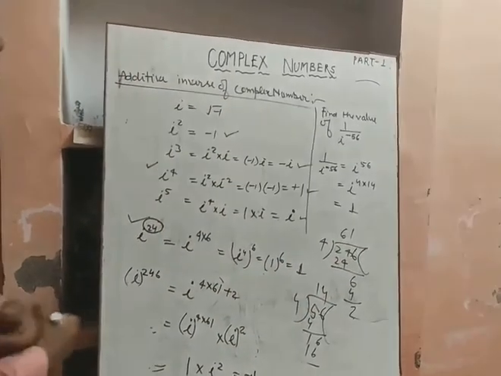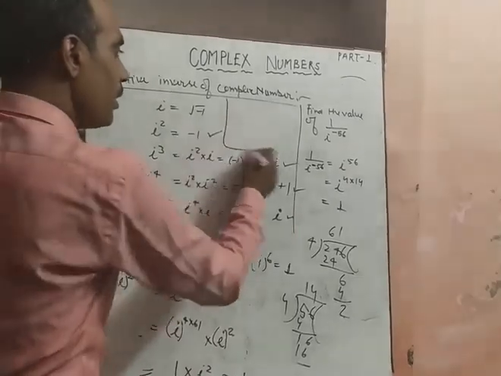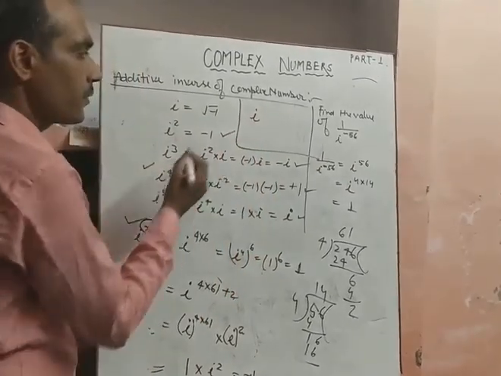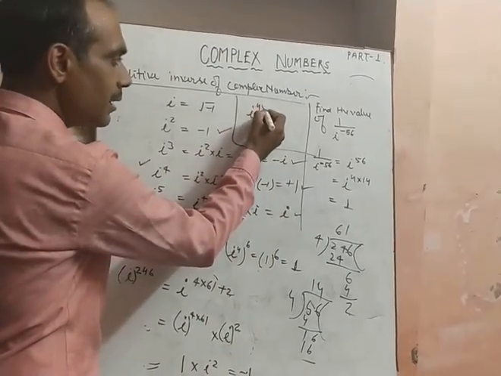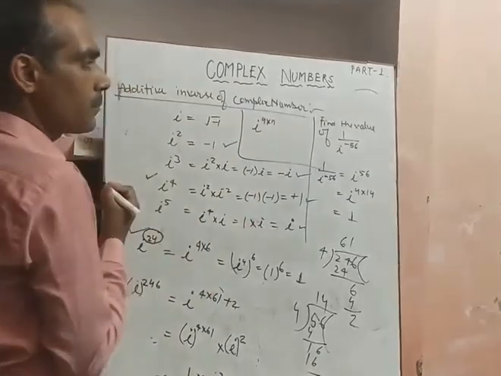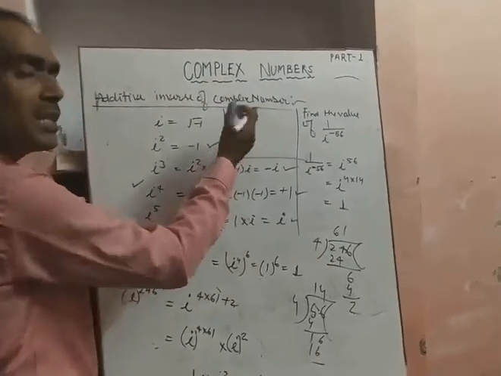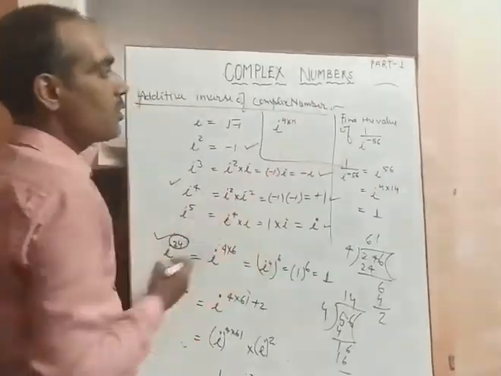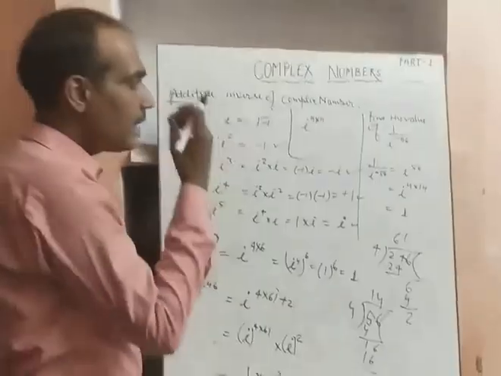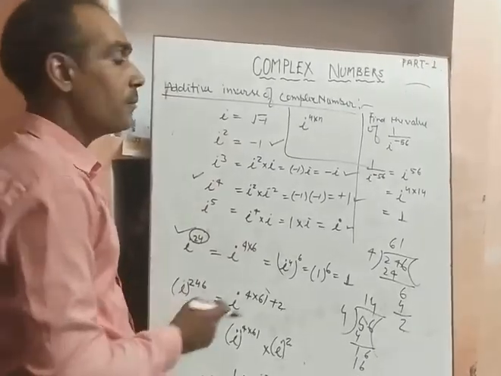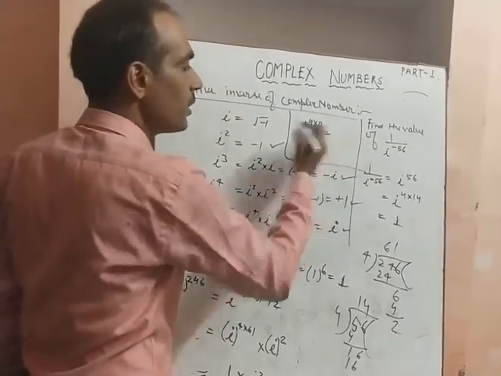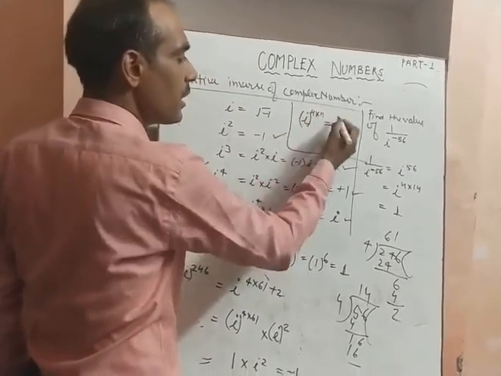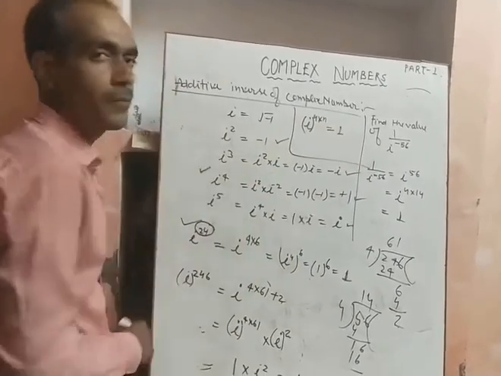Clear? It means if the power of i is written as a multiple of 4n, where n means any number, any positive number or any negative number, then its value is equal to 1. Clear?